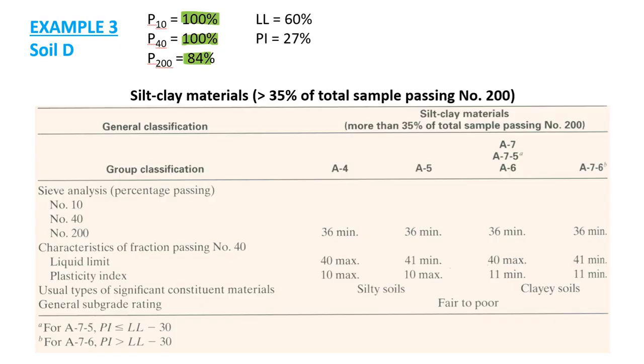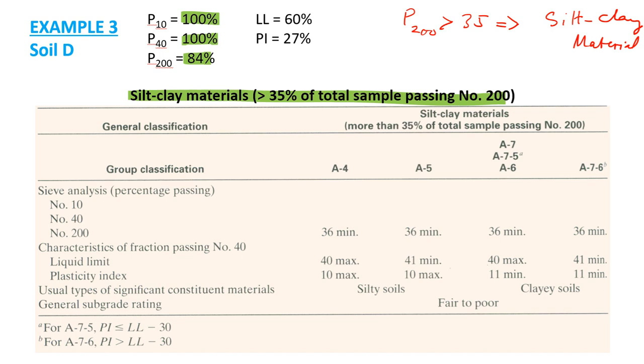So let's start. Now, because in this case passing number 200 is more than 35, this is going to be fine grained soil, or I can call it silt clay. So we are going to now use the second table. This is the second table, this one. Okay, let's start from here. So what we need here is number 10, number 40, number 200, liquid limit and plasticity index.